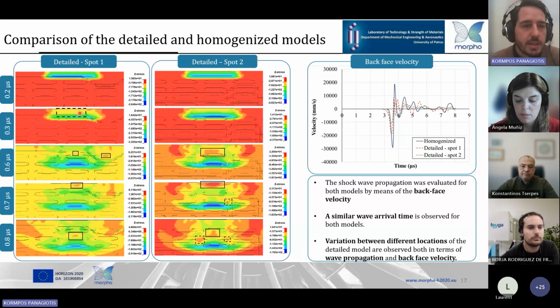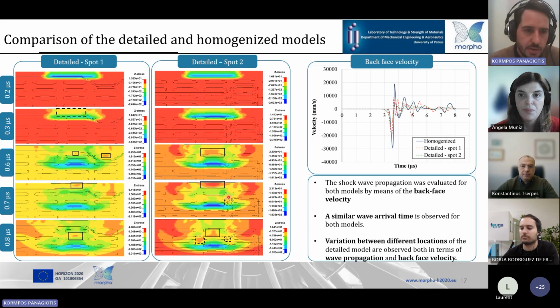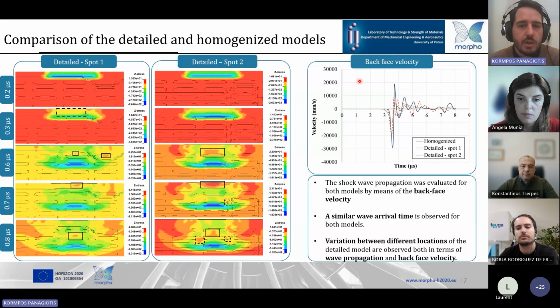Next, two spots of the detailed model were compared by the same means, and one spot appears to have a higher density of binder bundles and has an increased number of localized reflections, as observed by the dotted boxes here. Comparing the backphase velocity of the two spots in the detailed model and the homogenized model indicates that the 3 initial peaks arrive at the same time, but the peak value is different due to differences in localized reflections.